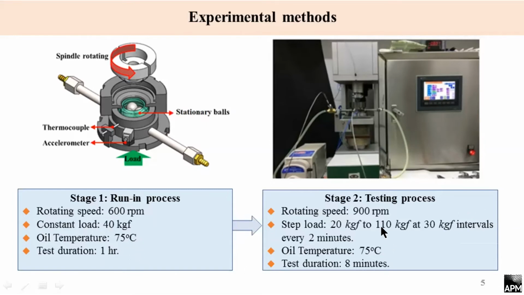In the second step, we change the rotating speed to 900 RPM, and we apply a step load from 20 to 110 kgf, and the oil temperature is also set at 75 degrees Celsius. In the case of no running process, the first step was omitted.